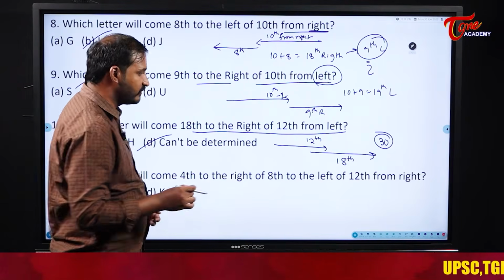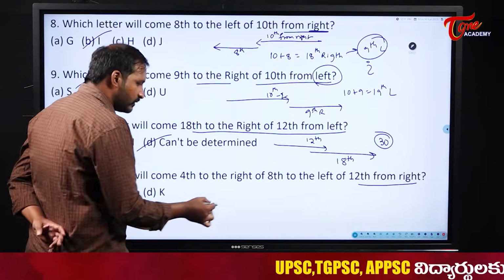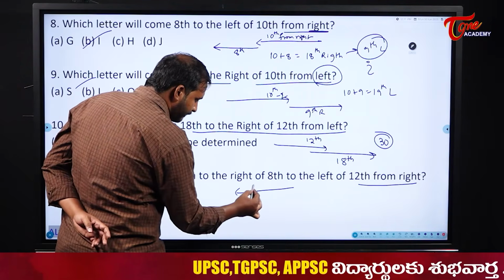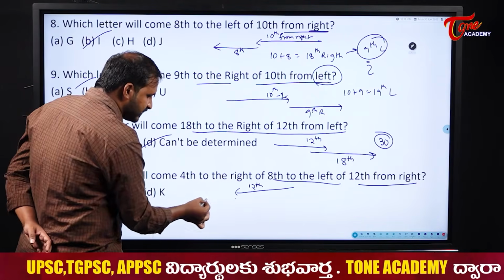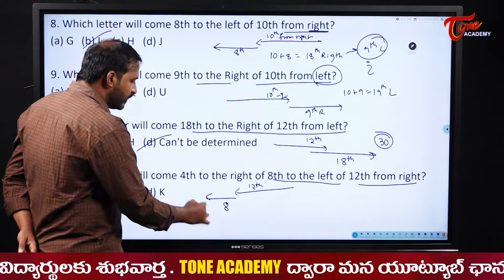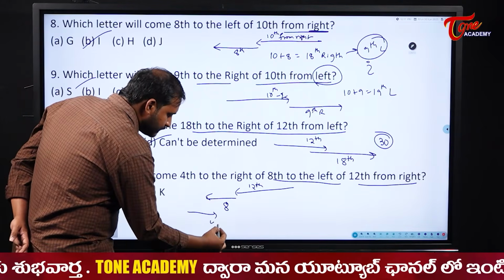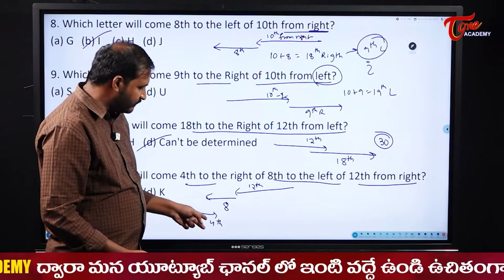Now please observe here. So first I need to locate what? 12th from right. And to its what I need to do? 8th to the left. That means still I am moving in the same direction. So here 8th. And next I am moving 4th to the right. So understood? 2 times towards left and 1 time towards right.